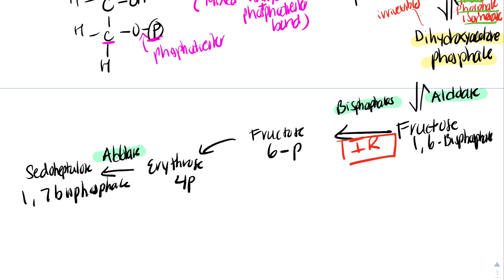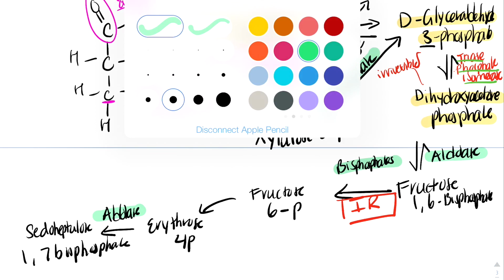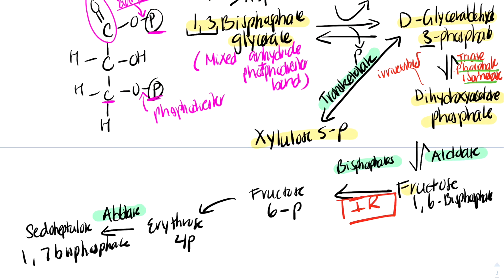Okay, another thing I wanted to note is that the D-glyceraldehyde 3-phosphate can actually switch into a different type of sugar through the enzyme transketolase. And it can become ribulose 5P. So I'm just going to highlight these products so we don't lose them. Okay.